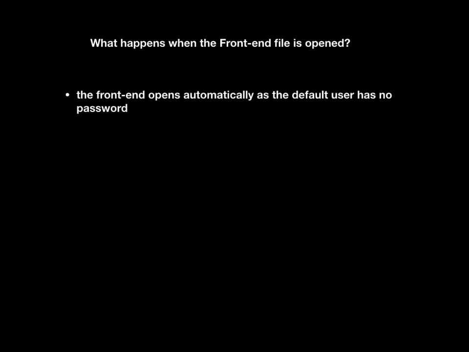So what actually happens when the front end file is opened? And this is my understanding of it, and I hope I'm right. The front end file opens automatically, since the default user has no password. So it has a quick look, default user logging in, no password needed, right, no login required. Then it switches to a layout with data from the back end as set up in file options.